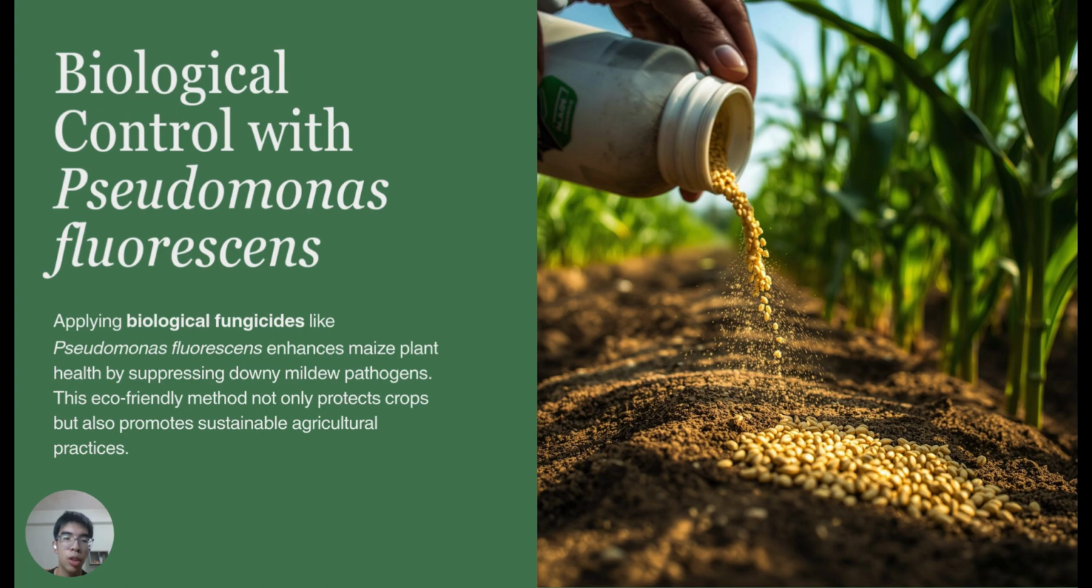So we'll move on to the biological control with Pseudomonas. Applying biological fungicides like Pseudomonas fluorescens will enhance maize plant health by suppressing downy mildew pathogens. These eco-friendly methods not only protect crops, but also promote sustainable agricultural practices.